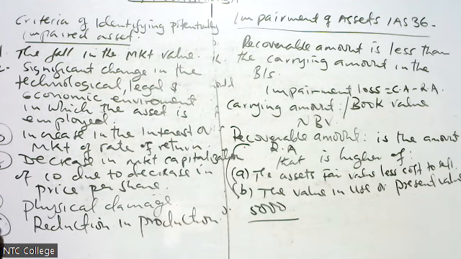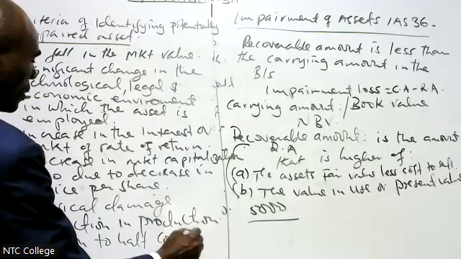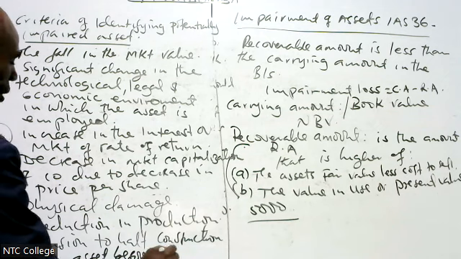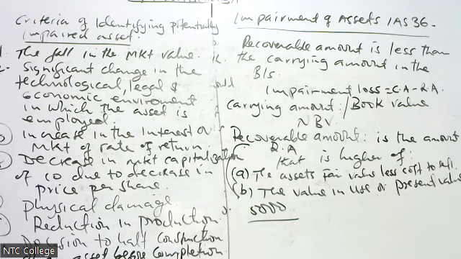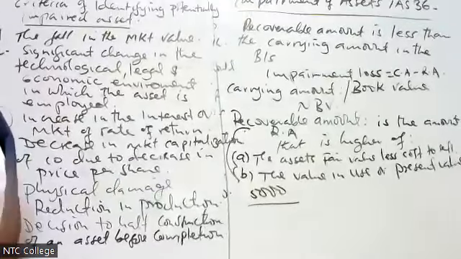Then lastly, number 7, decision to halt construction of an asset before completion.